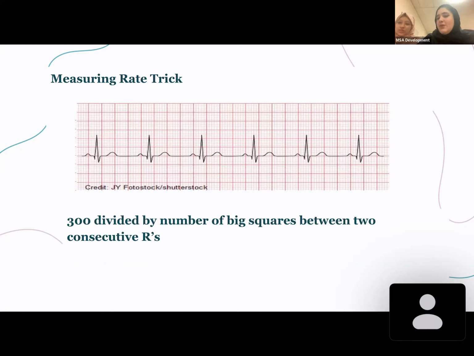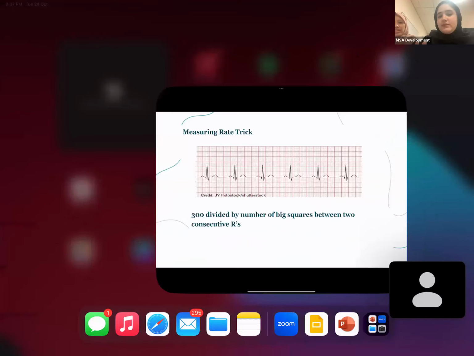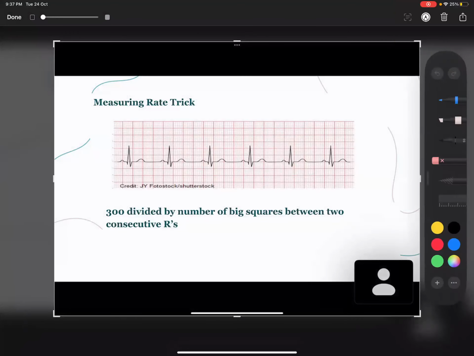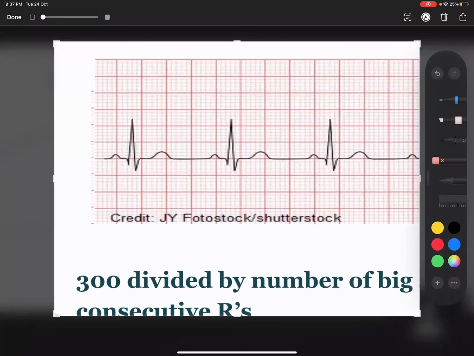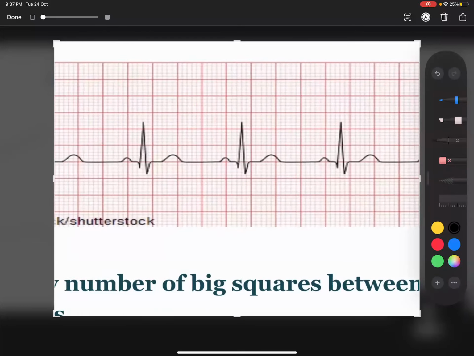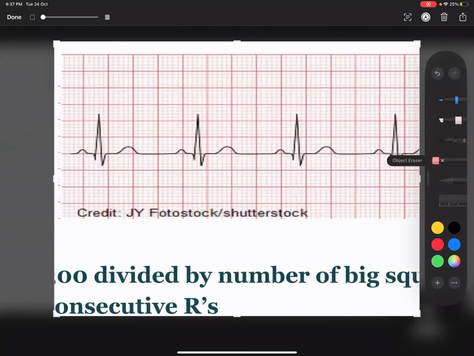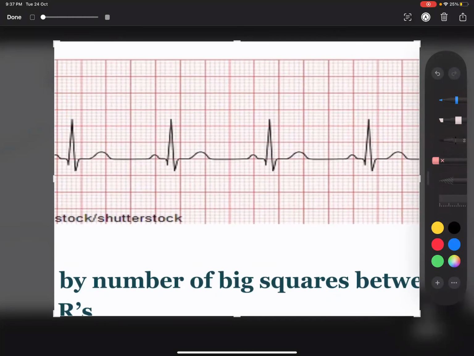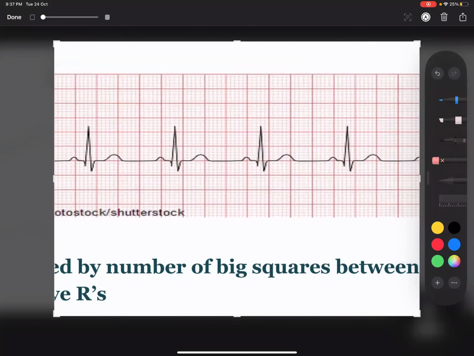So usually what we do is we divide the 300 by the number of big box squares between the two R's. Basically we look here at the R's. Usually it's either R or P. I usually go and find one that starts at the line, and that's when you can start counting.